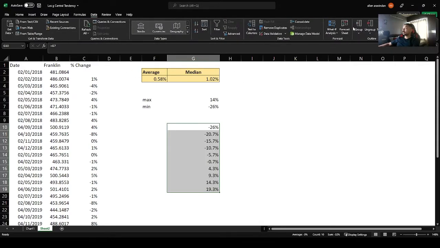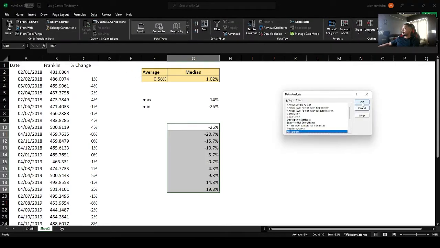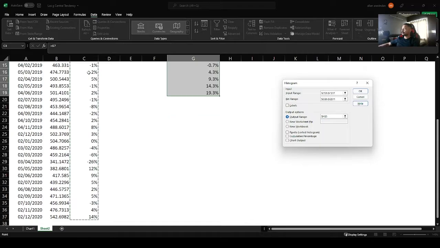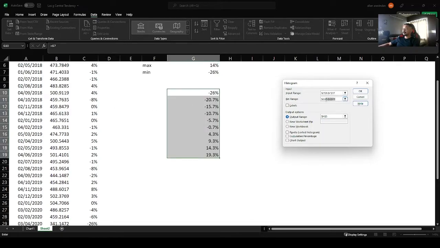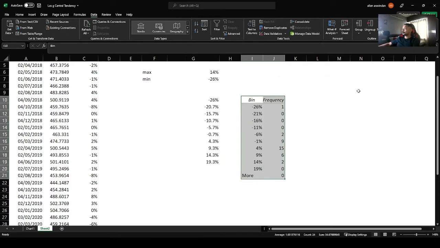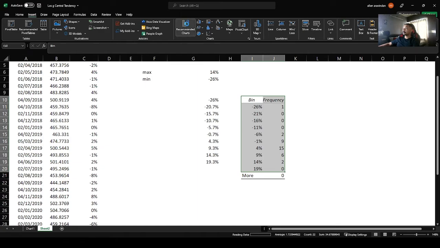So let's go to data and create a small histogram. Okay, so that's my input range. Let's select our bin range and let's create an output range. There you go. Now if you see the chart, it will make sense. Okay, so let's create a chart.